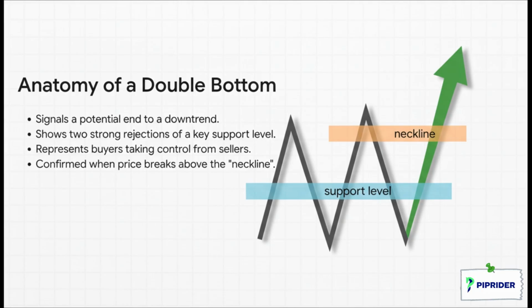This double rejection is a really clear sign that momentum has shifted away from the sellers and over to the buyers. And just like the double top, it's only confirmed when the price breaks above its neckline.